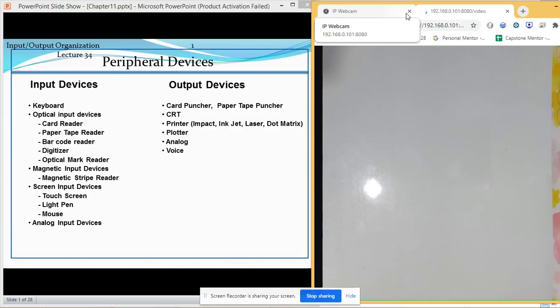So our next topic is related to peripheral devices, which are your input-output devices. First of all, we will start with the input devices. In input devices, we have our keyboard and optical input devices, such as your card readers, your mouse, and all that stuff. Now, in this, I think you might be aware of the card reader, paper tape reader, and barcode. Now, there is something known as a digitizer.